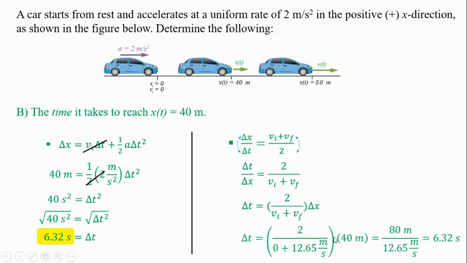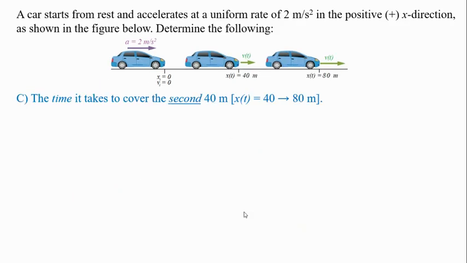So if you multiply 2 times 40, which is 80, that's in the numerator, and then 0 plus 12.65, which is 12.65 in the denominator. If you simplify that on your calculator, you should get the same value of 6.32 seconds. So the point of this stuff is to show you that there are different strategies in solving for an unknown. Practice, and then hopefully don't spend too much time on kinematic stuff.